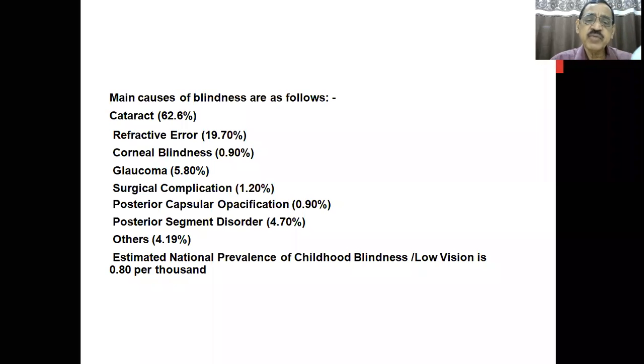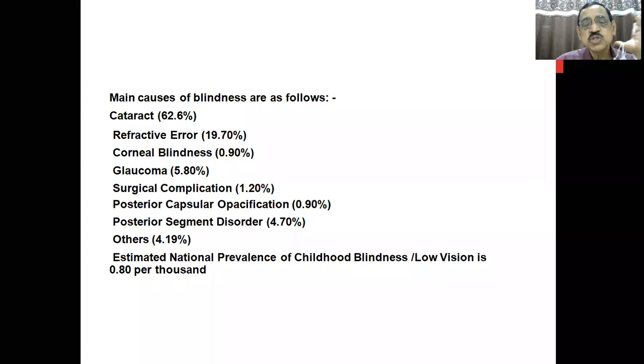So there are a lot of causes which cause this blindness. And cataract contributes to nearly about 62.6% or 63%. Refractive errors up to a tune of nearly about 20%. Corneal blindness 1%. Glaucoma around 6%. Surgical complications post-operatively can give rise to around 1.2% or 1%.